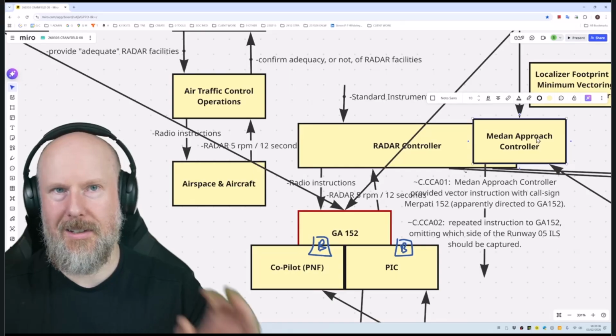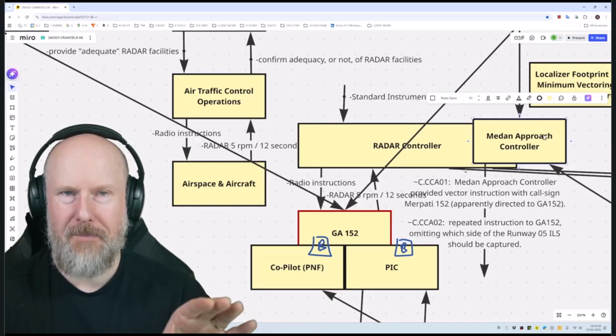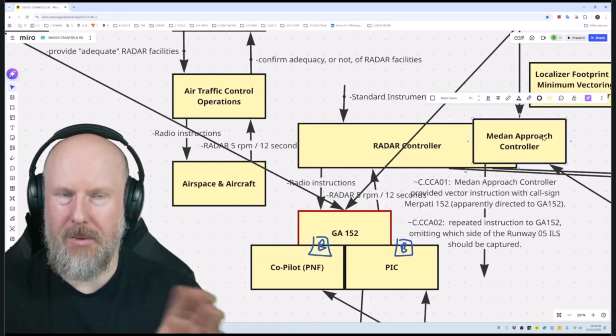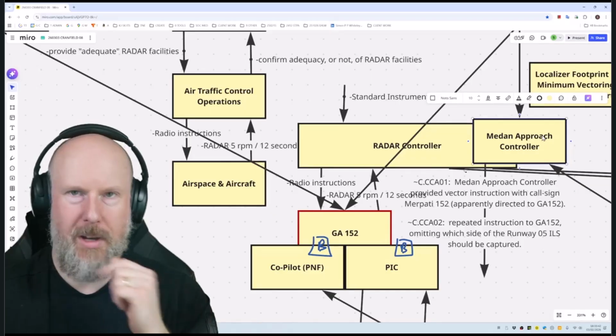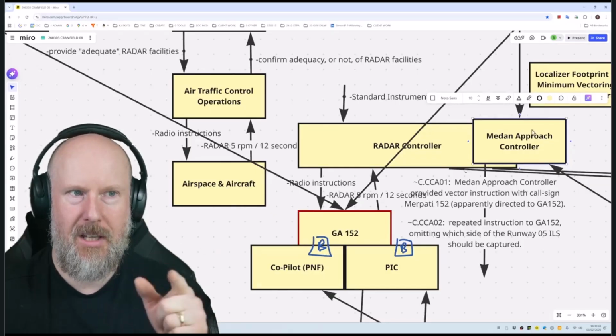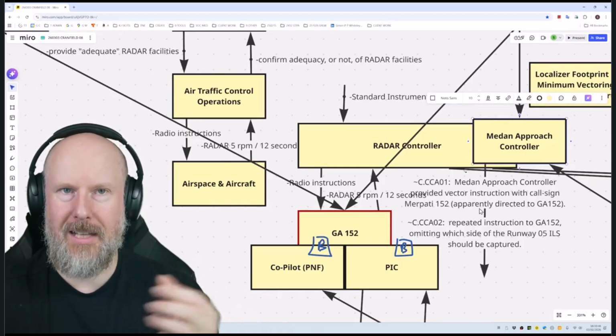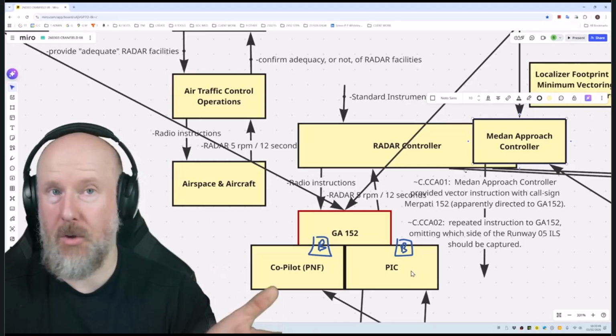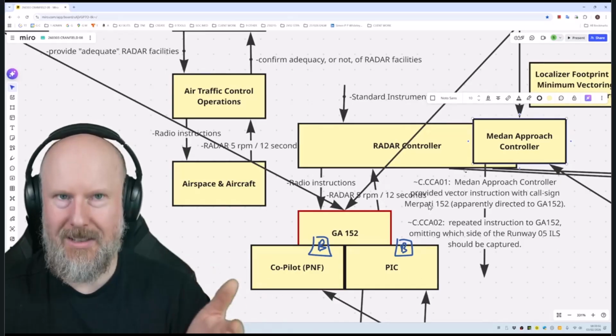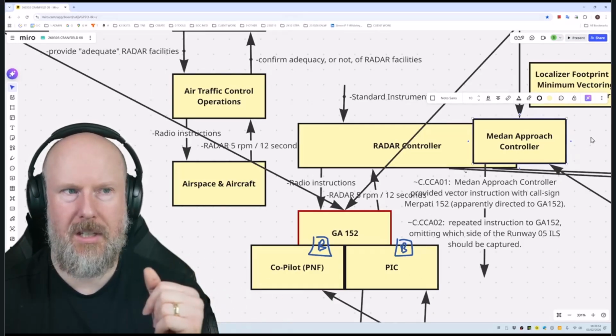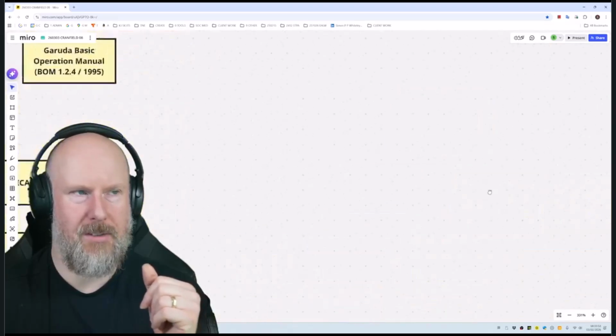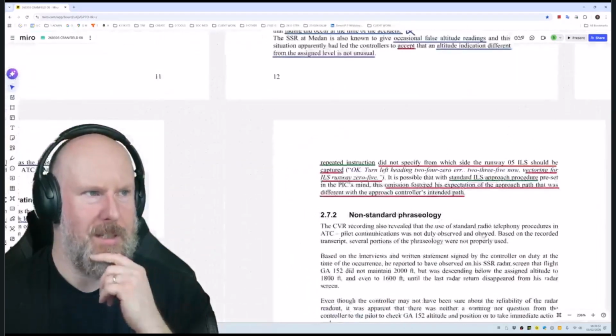And so there's a question there. They should have been specific about what the approach vector was and which way they should capture the ILS. But because they didn't do that, that leaves open the potential for them not to be coordinated. And that's the initiation point of this particular sequence of events. So let's go back up here then.